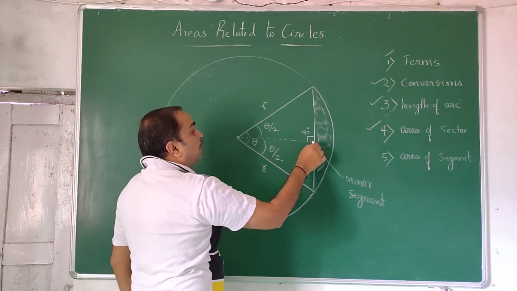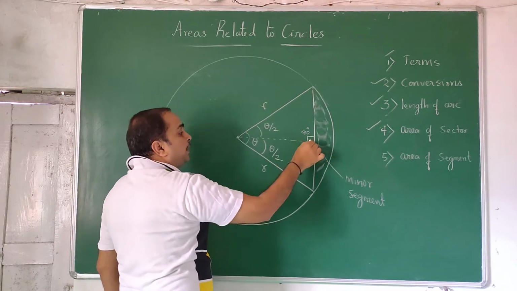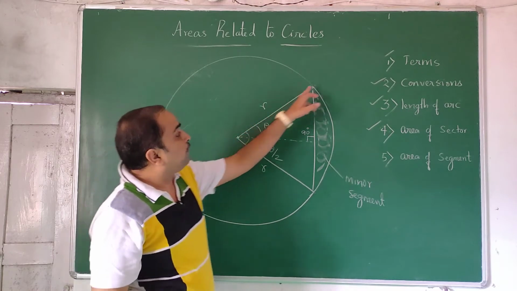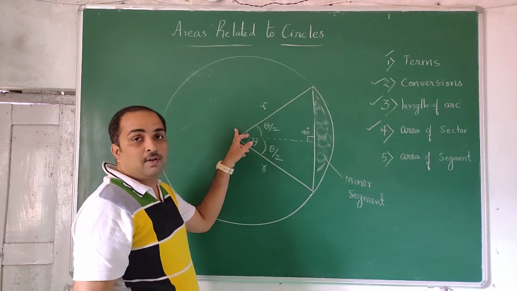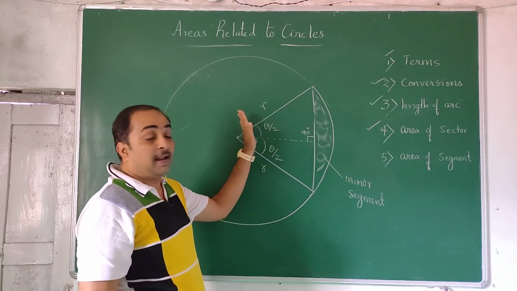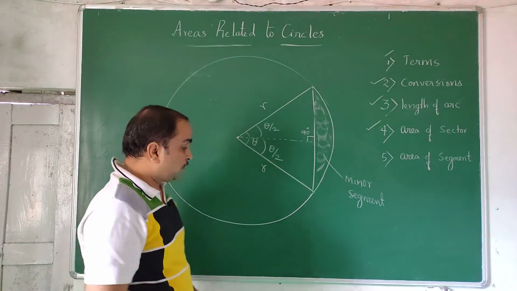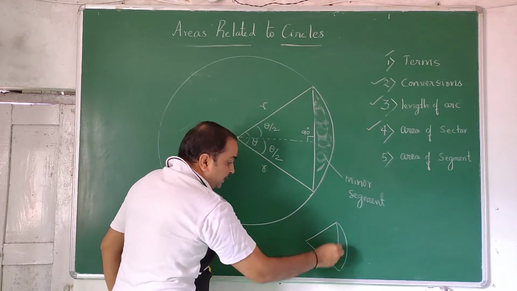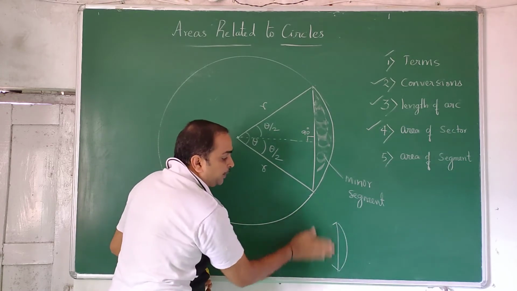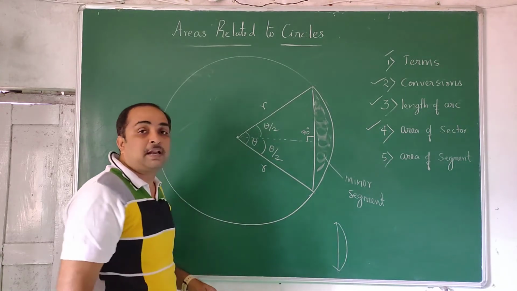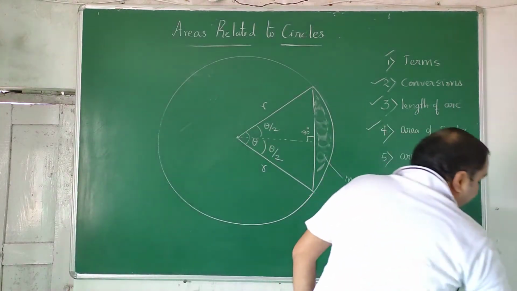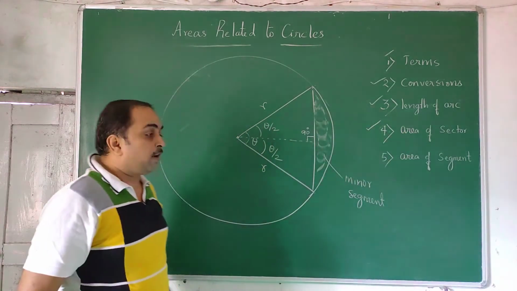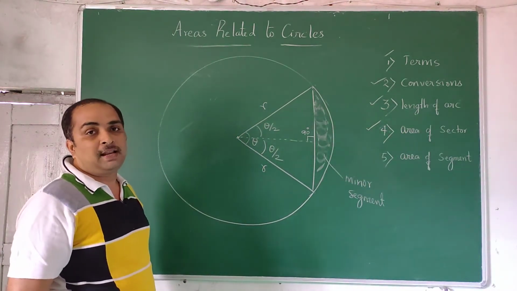So now I have to find out the area of this triangle and add it to this triangle. Why am I doing all these things? Because I know how to find the area of a sector. From that sector, if I remove this triangle, I get the segment. So this is a sector. This is a triangle. This triangle I remove, then I am left with the segment. So to find the area of a segment, I should know how to find the area of a sector, and from that subtract the area of the triangle.